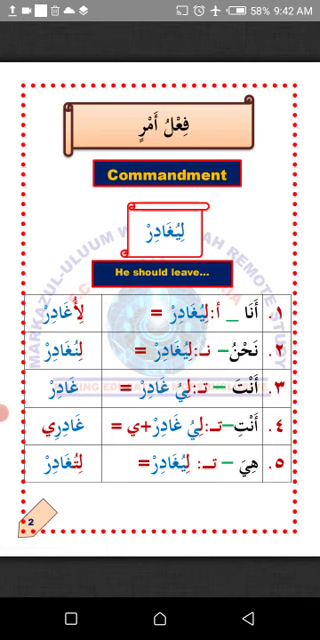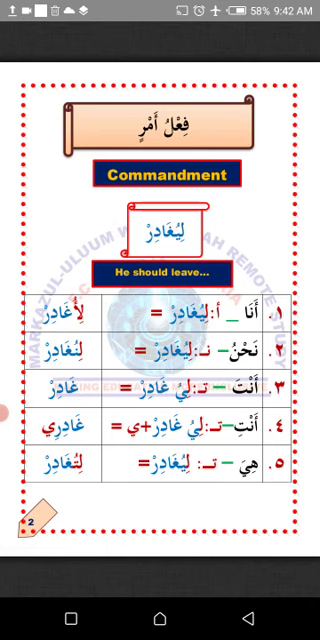Thalatha, number three. Anta, you, representing a single male person. So how do we change the verb ليغادر to suit anta? All you need to do is to detach lamun and yaun. So the verb ليغادر will now become غادر, which means you should leave.